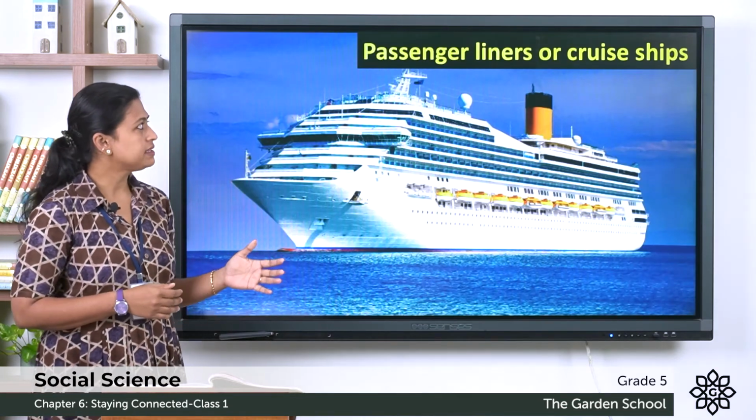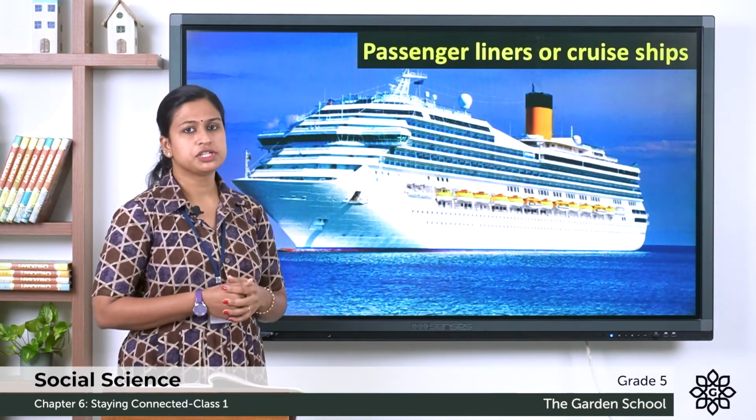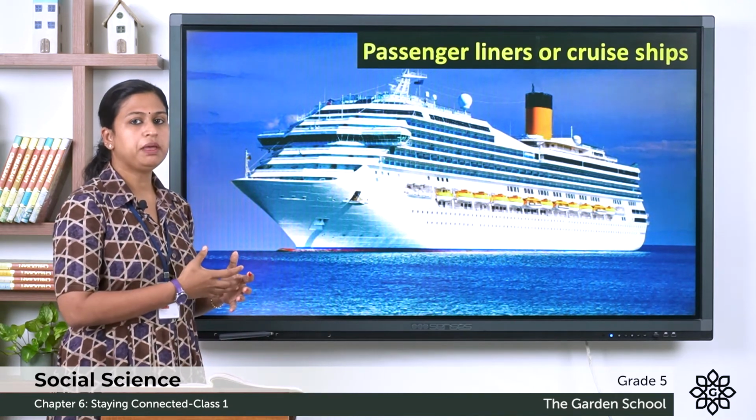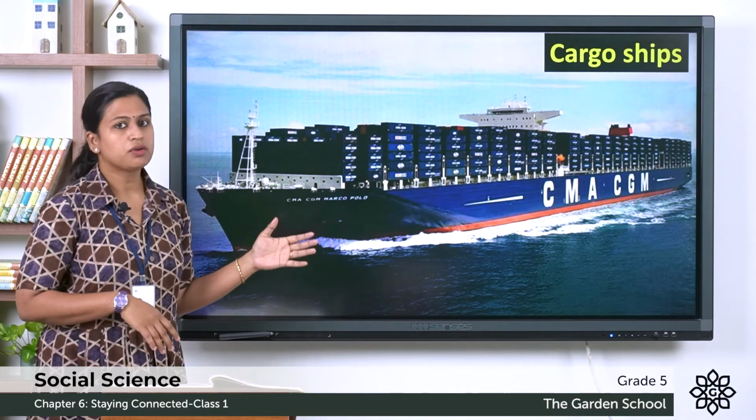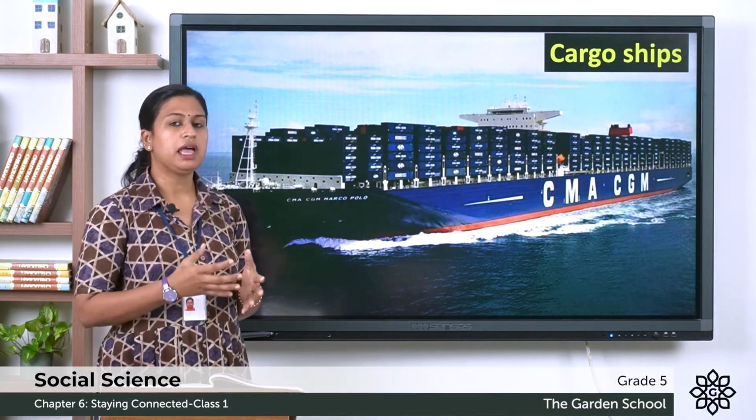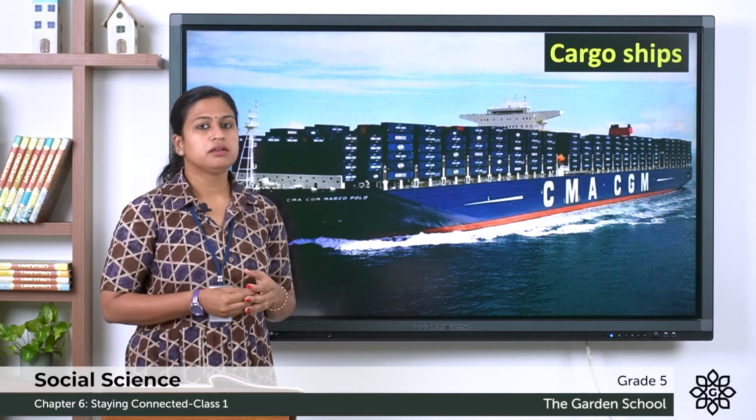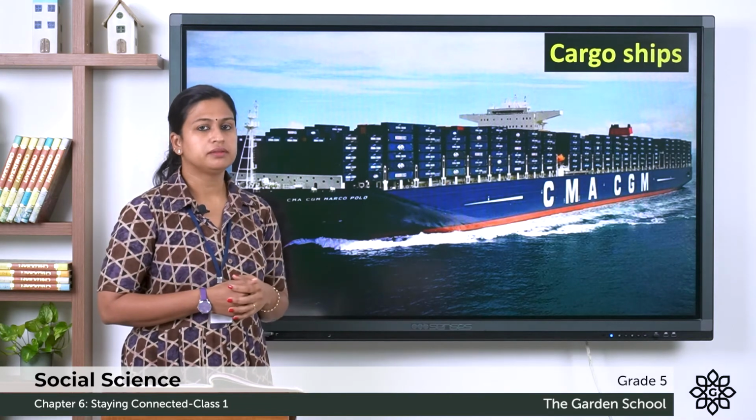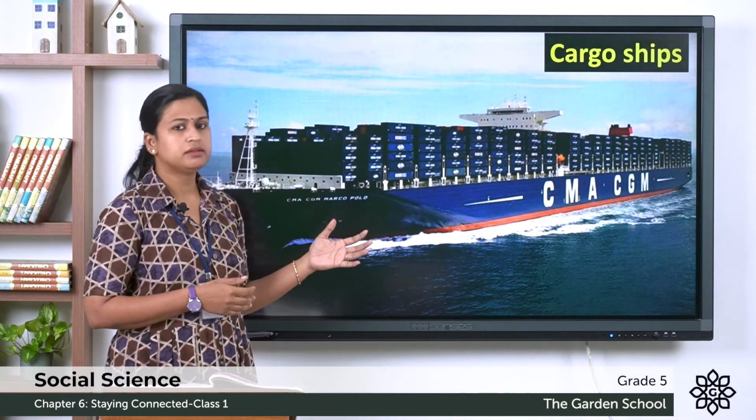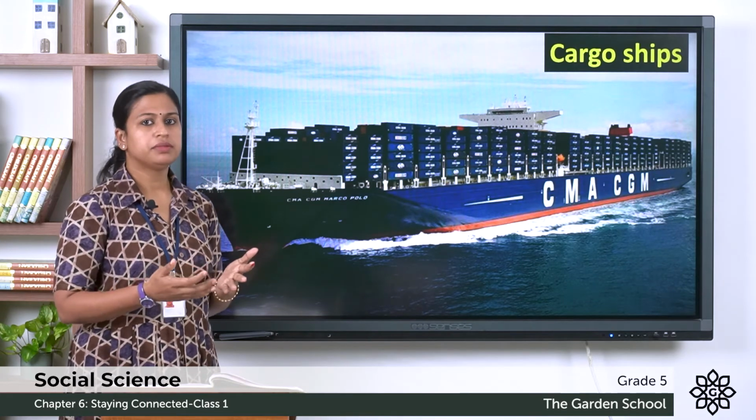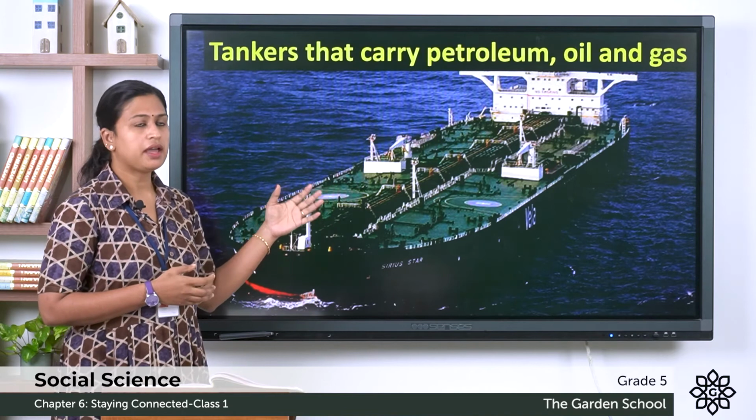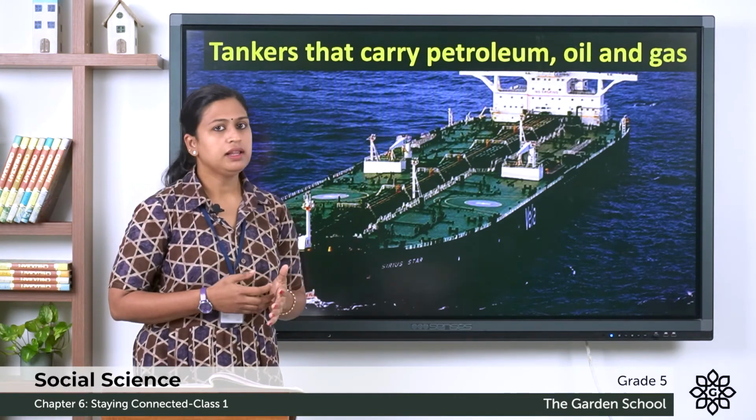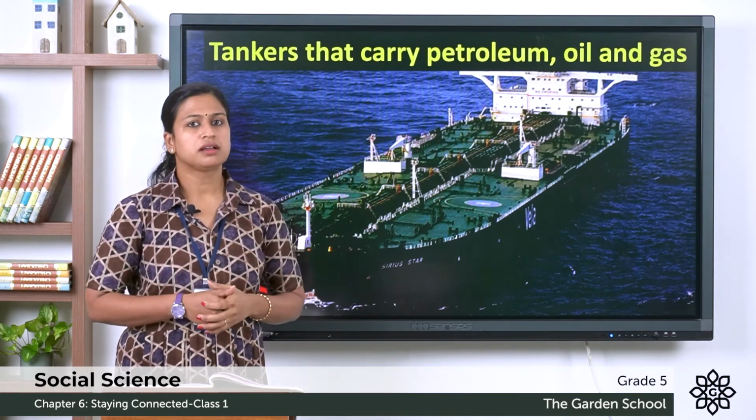These are passenger liners or cruise ships which carry people over sea and ocean. This is a cargo ship which carries heavy and bulk goods from one place to another. Heavy goods like iron, coal, timber and so on. This is known as the tanker which carries petroleum, oil and gas to distant countries.